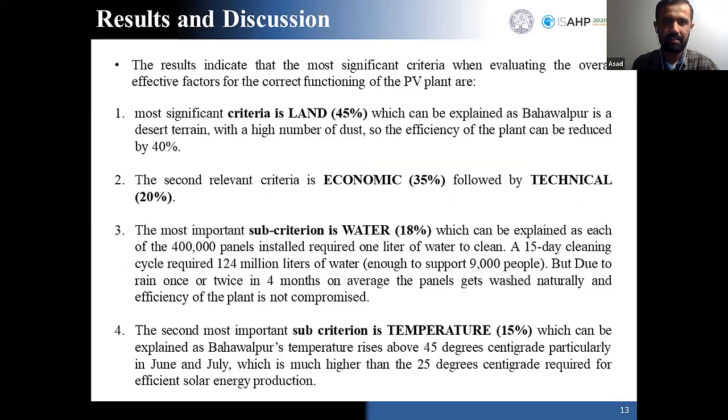the results indicate that the most significant criterion when evaluating the overall effective factors for the correct functioning of the PV plants was land. It has 45% of the weightage, which can be explained as Bahawalpur is a desert terrain with a high amount of dust. So the efficiency of the photovoltaic plates can get reduced by 40% if they are not cleaned properly. So where we exactly are going to build a plant really matters.